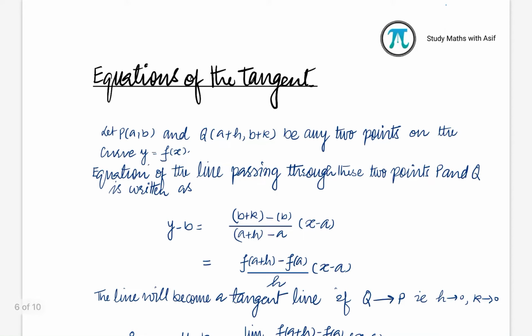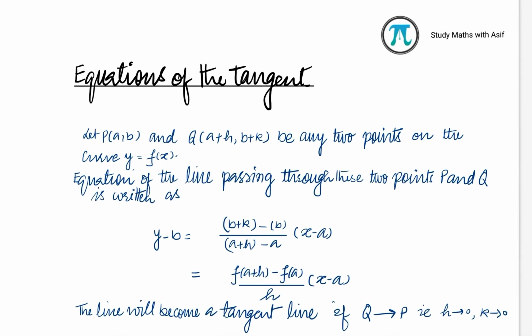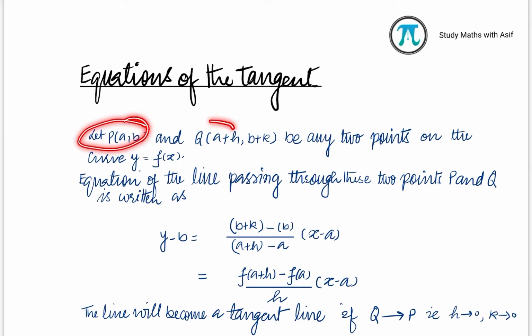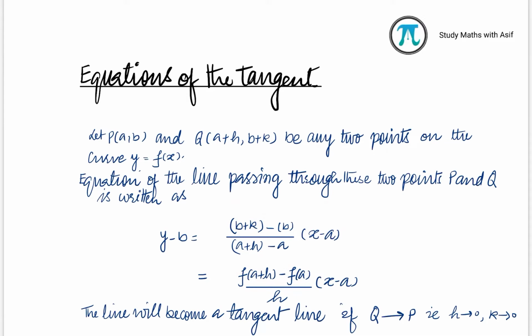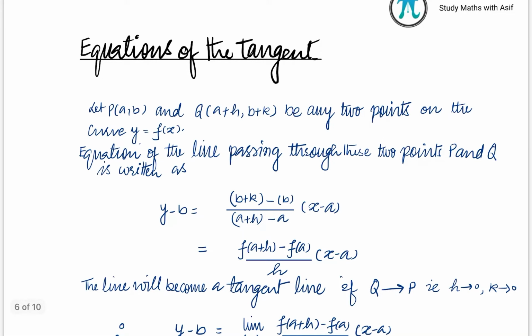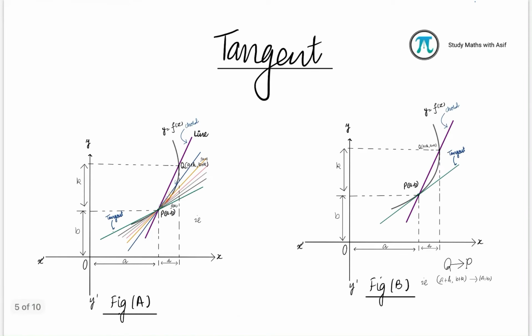So now this is another page, please have a look. What I assumed on my previous page, I took 2 points P and Q on the curve, right? Then apply the equation of the line passing through 2 points P and Q. So you see this is the equation of a line which passes through the points P and Q. You follow it, then you see b is nothing but the image of a and b+k is also the image of a+h. You see the diagram, then you will learn this thing.